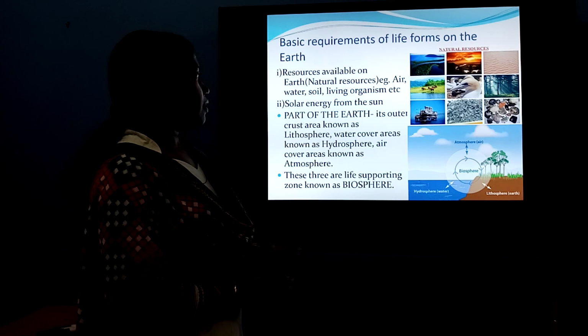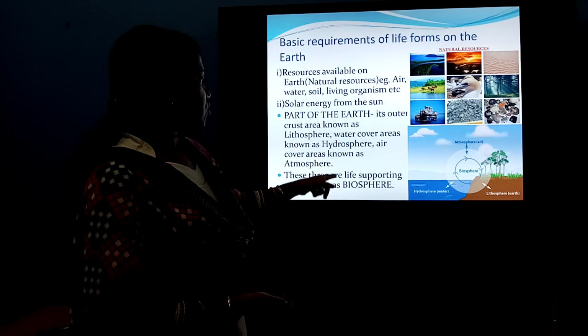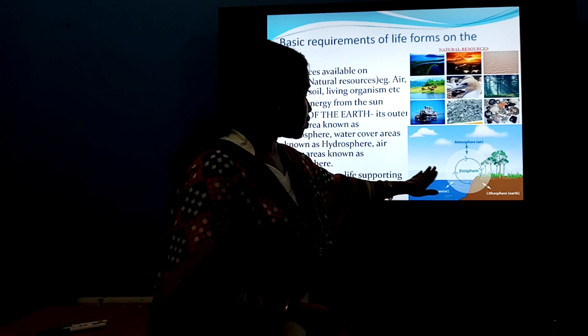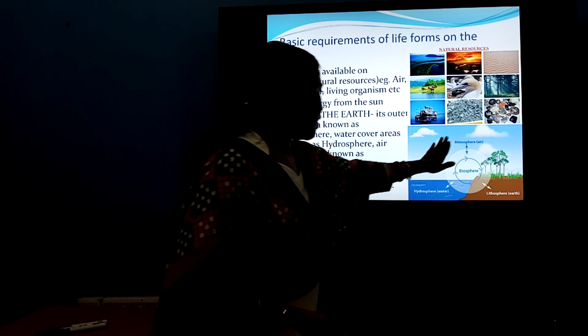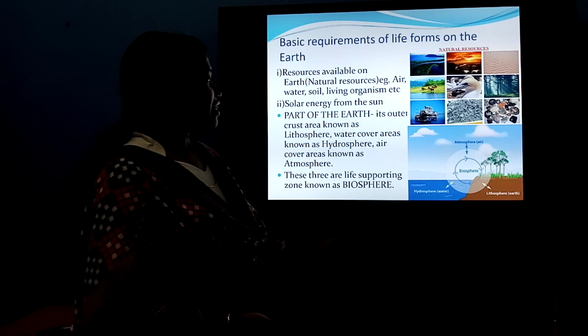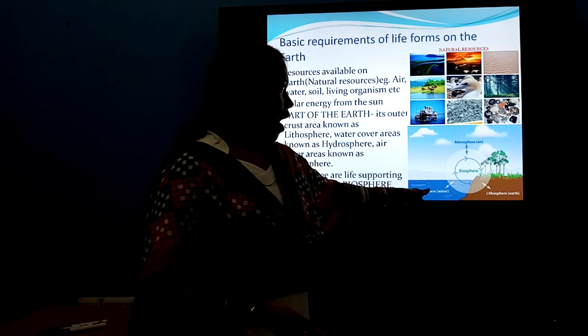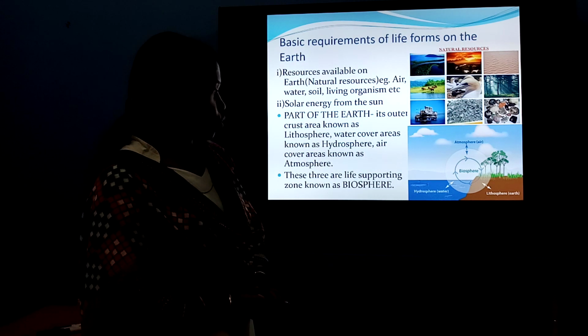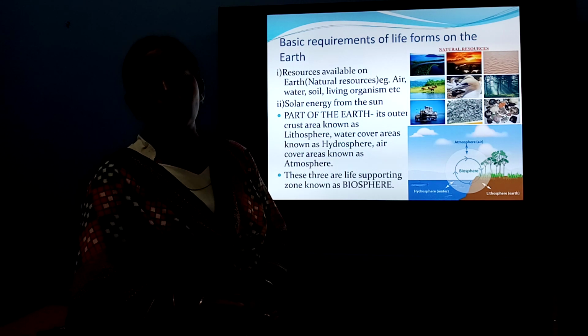Now the outer crust of the earth is known as the lithosphere. The water covered area is known as the hydrosphere, and the air covered area is known as the atmosphere. Now these three, lithosphere, hydrosphere and atmosphere, are the life supporting zone and known as the biosphere.